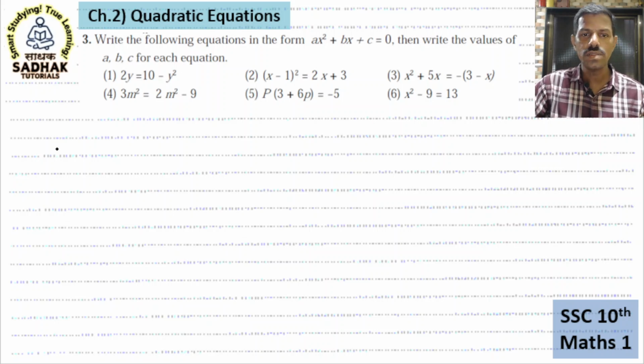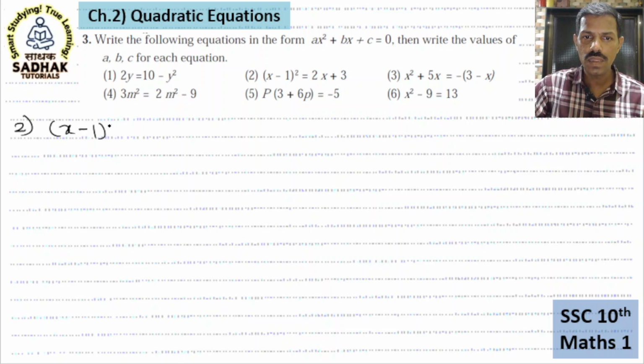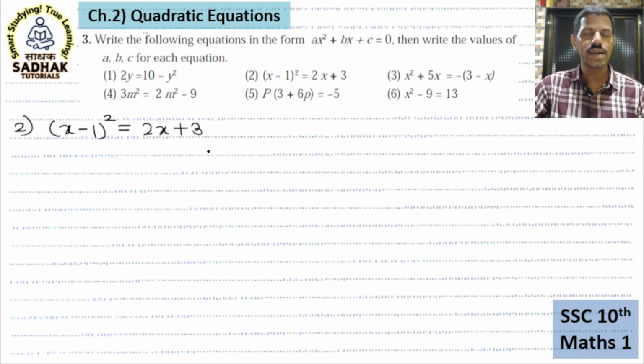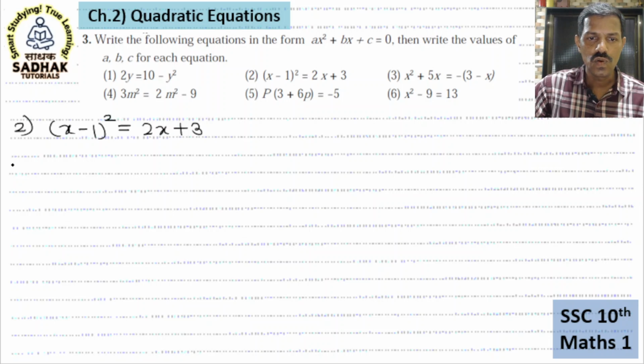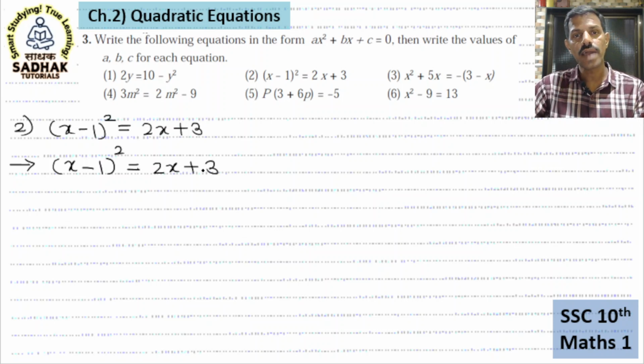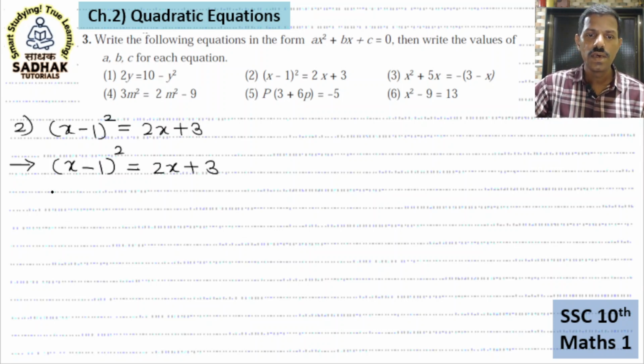In the second question, what is given? Question number 2, x minus 1 the whole square is equal to 2x plus 3. Okay, this is the equation that is given. Fine. Chalo. So friends, here you can see that we have this x minus 1 the whole square. We have to expand this first, and then only we will take these terms which are on the right hand side on the left hand side. Okay, now what is the expansion of this x minus 1 the whole square? Okay, you must be remembering this.